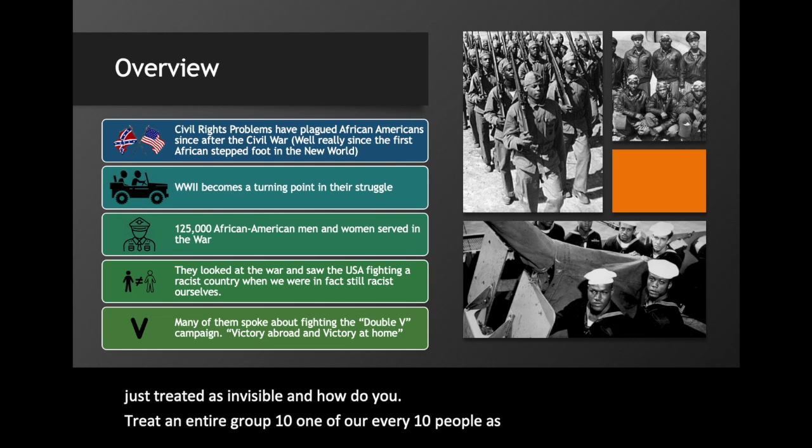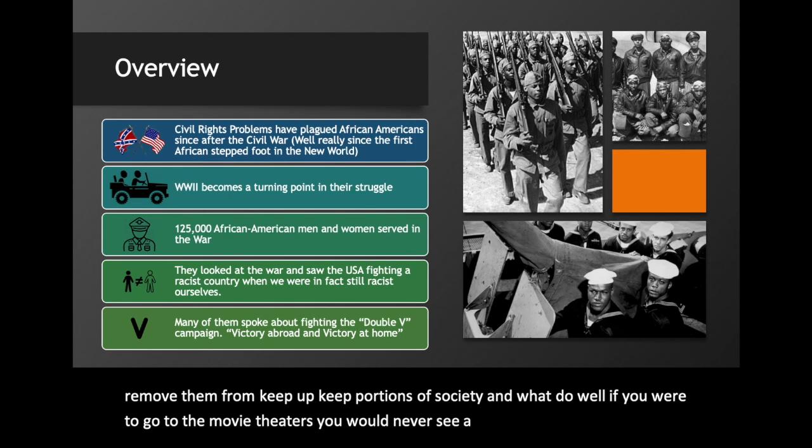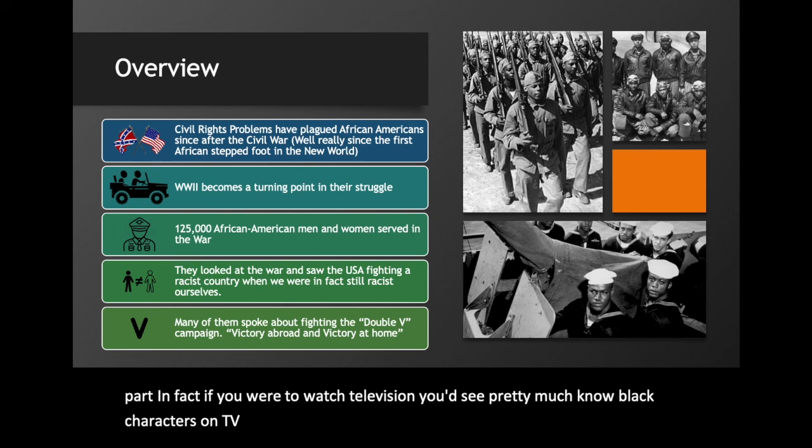Well, you basically remove them from key portions of society. And what do I mean? Well, if you were to go to the movie theaters, you would never see a black protagonist for the most part. In fact, if you were to watch television, you'd see pretty much no black characters on TV, no African American families. Often, if there was an African American person that would show up, usually it was there for comic relief.